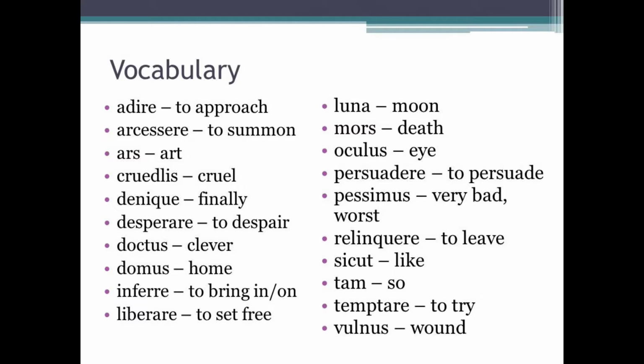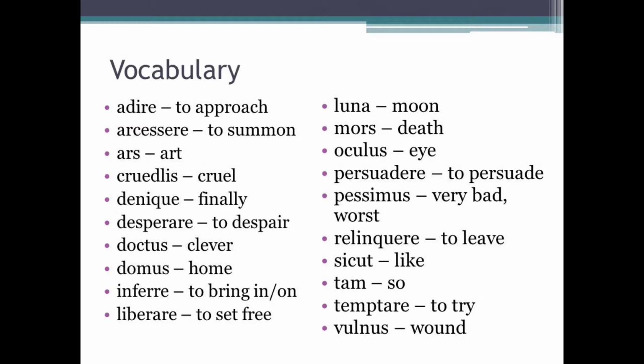Adire, to approach. Arcessere, to summon. Ars, art. Crudelis, cruel. Denique, finally. Desperare, to despair. Doctus, clever. Domus, home. Inferre, to bring in or to bring on. Liberare, to set free. Luna, moon. Mors is death. An oculus is an eye.